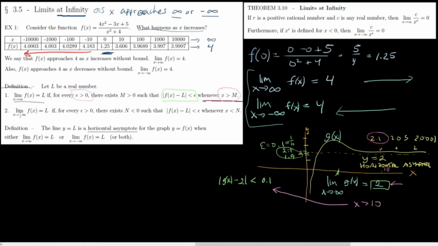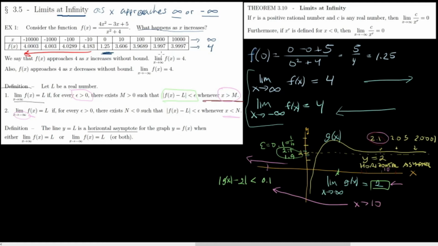And there's a similar definition for going to negative infinity. The only difference is that x has to be less than some negative number, way over here on the left. But it's a very similar definition, so if you understand one, you understand the other. The point is not to go too deep into this, because I'm not going to ask you questions about epsilons or deltas. But this is the formal definition of what it means to be a limit as x goes to infinity or negative infinity.